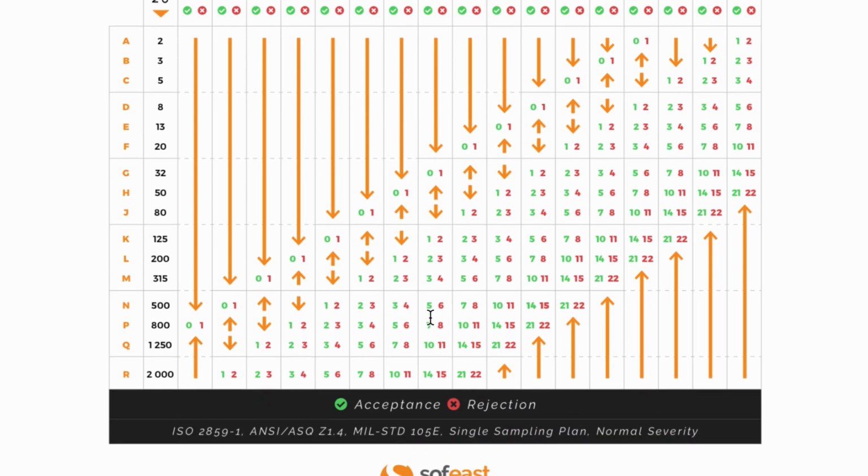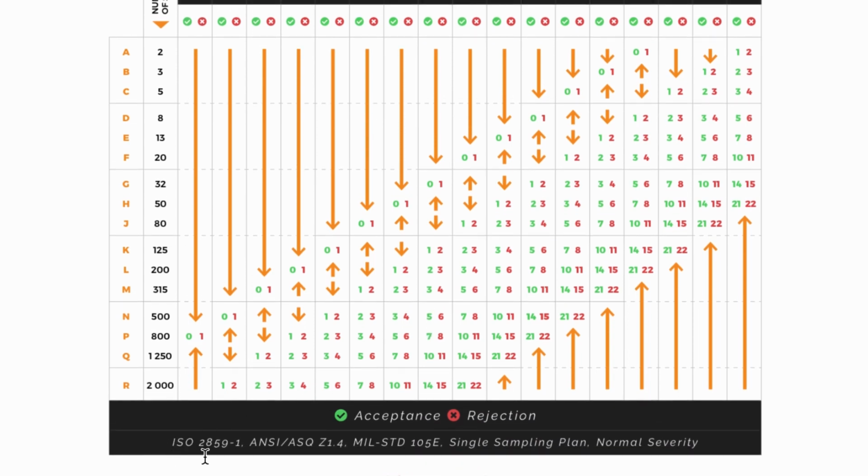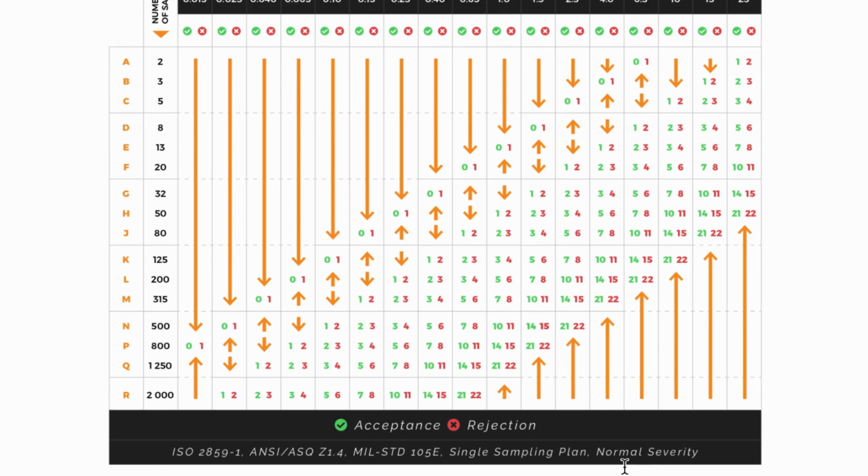All right, so all of this comes from these standards here. This is only single sampling plan, only normal severity, and that's pretty much what we see all inspectors, especially of consumer goods, but also a lot of industrial, more technical goods follow in Asia.